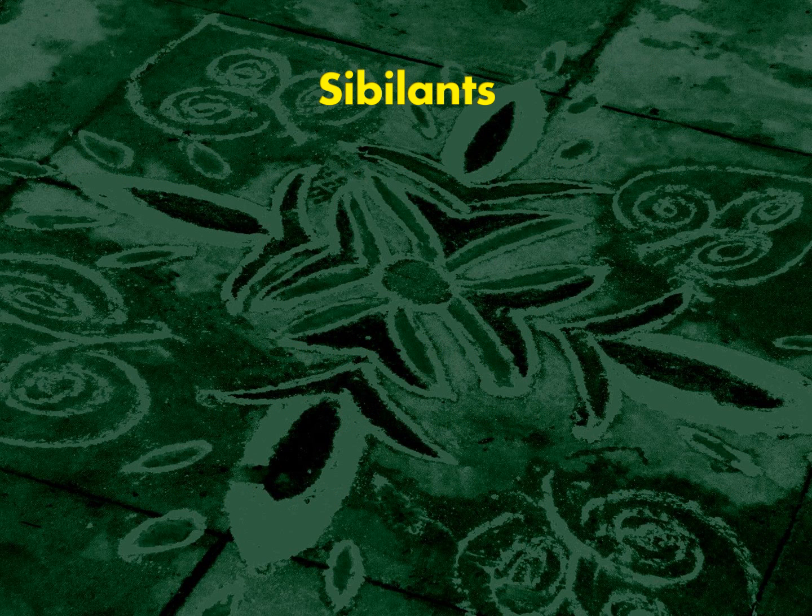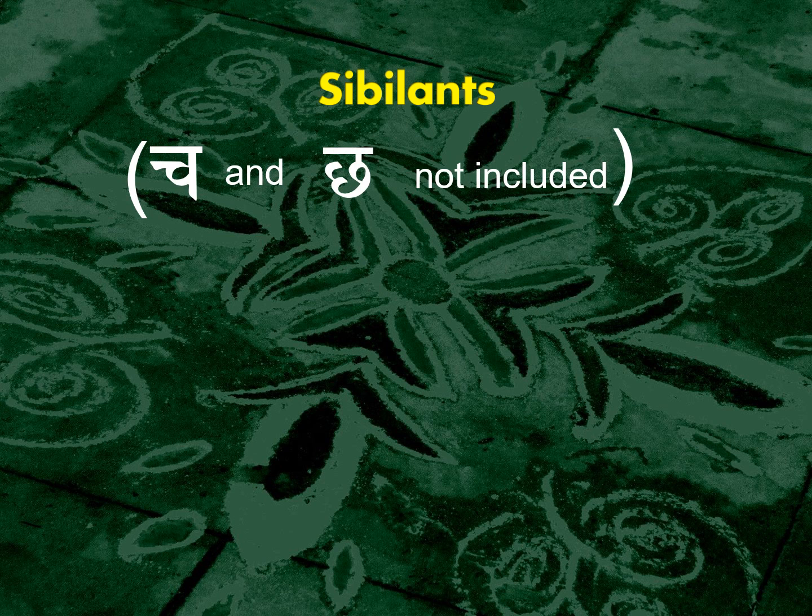Now we leave the semivowels and start a new category called the Sibilants. These are S-like hissing letters. Earlier on, we mentioned the consonants cha and its aspirant cha. They are consonants and, despite their apparent similarity, are not counted among the Sibilants.